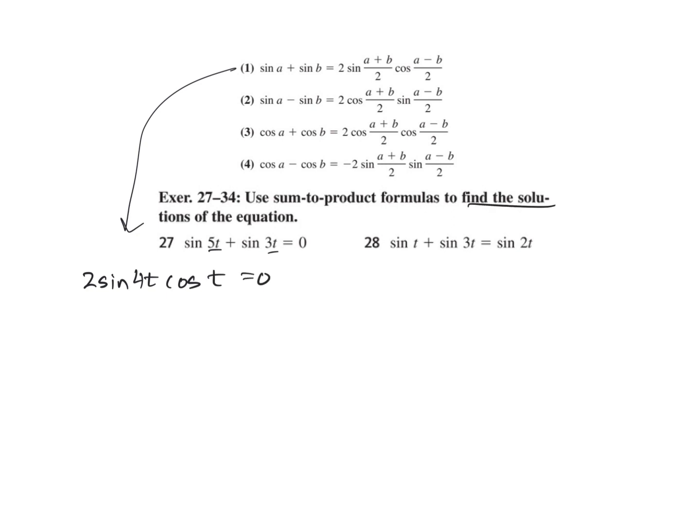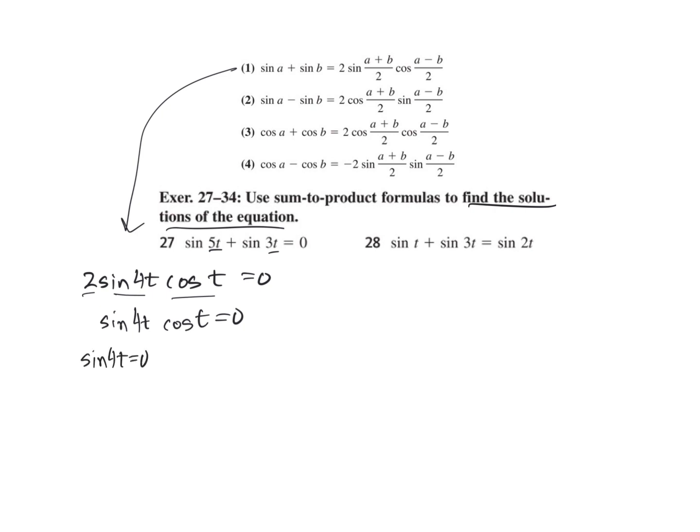Now it says find the solutions to the equation. All right, so that just means, hey, now you should be able to put this stuff together and figure out what the answer is. Okay? So we treat this like a normal equation. We have 3 things multiplied by each other: 2 times the sine of 4t times the cosine of t equals 0. So we divide off the coefficient of 2, and we're left with sine of 4t times the cosine of t equals 0. So one of these has to be equal to 0. So either the sine of 4t equals 0 or the cosine of t equals 0.